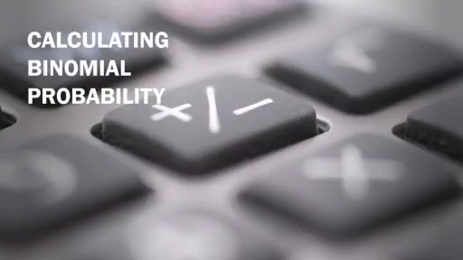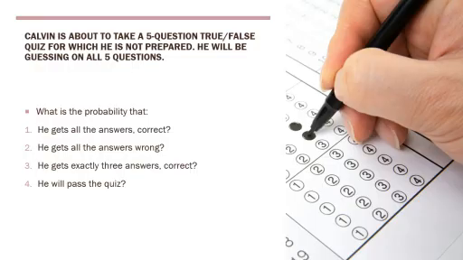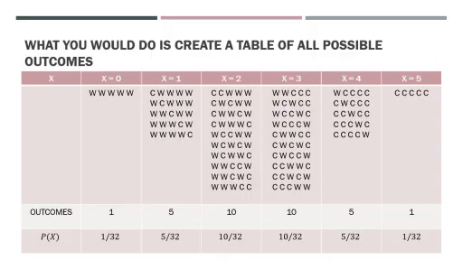All right, so let's talk about calculating these binomial probabilities. Let's say we have a true and false test. There's 5 questions on it. Calvin didn't prepare for it, and he just guessed on all 5 of them. So it's just true, false, A, B. We want to know the probability of him getting all of them right, the probability of him getting all of them wrong, exactly 3 of them correct, and what's the probability that he will pass the quiz, which would be 3, 4, or 5 correct. So over 50% correct. The last one is a range of numbers.